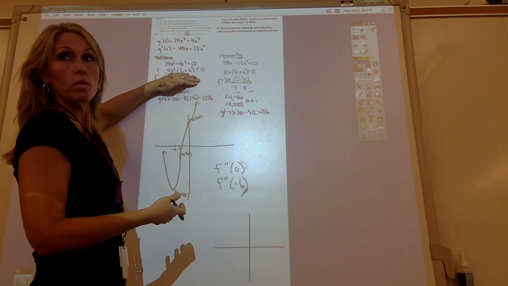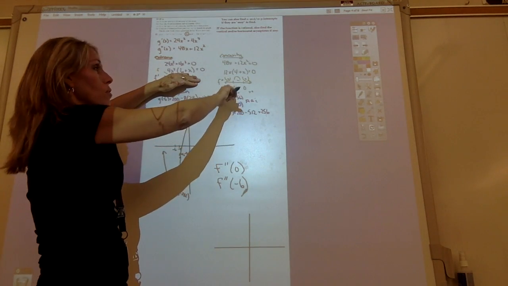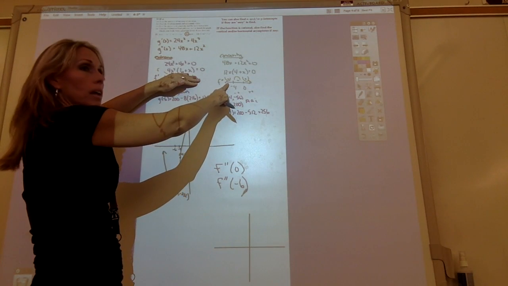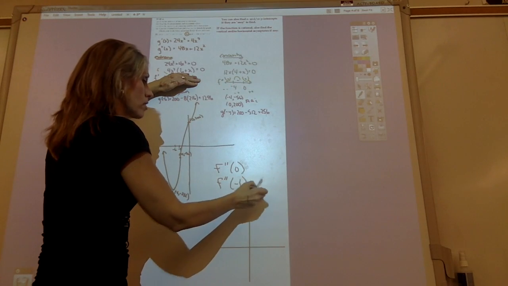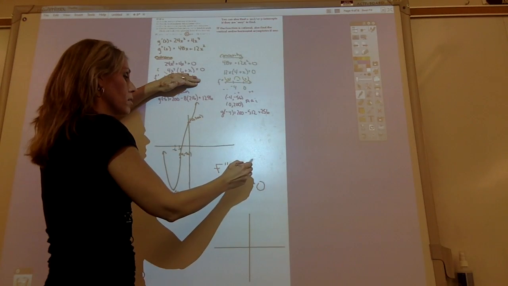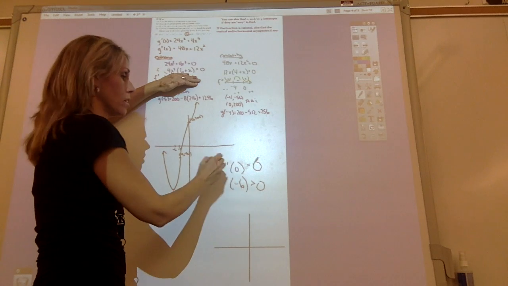And that could tell you if that was a min or a max. F double prime of -6, you've already done it. That's why I say it's a time saver, because you already tested something back here, didn't you? So you know that at -6, it's going to be positive. Now, at 0, though, it happens to equal 0. This is where the second derivative test fails.